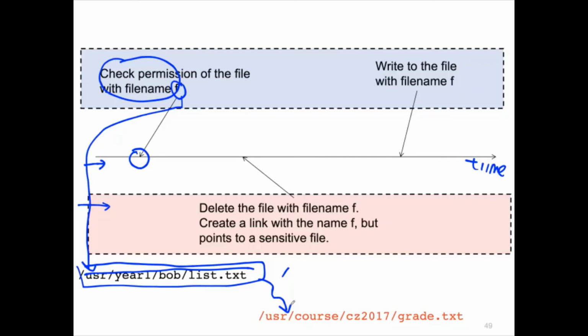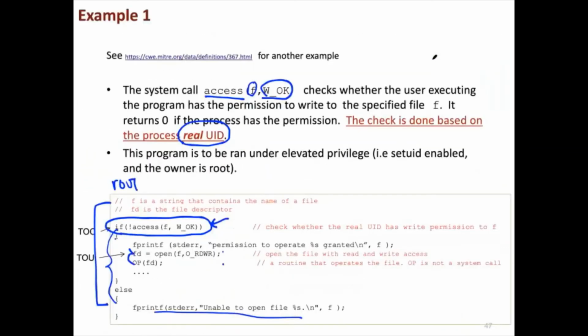And now, at this point in time, the process, which has elevated privilege, wants to write to the file. You look at the program here, it wants to open this file with this file name. Does it have the access? Yes, it has the access because this whole process has elevated privilege. So the OS grants access to this file, and then Bob now has write access to the sensitive file.